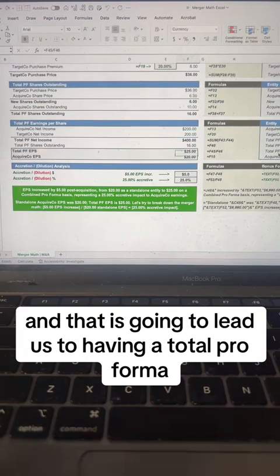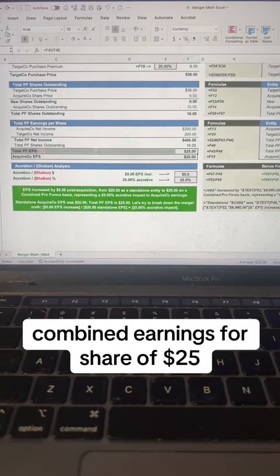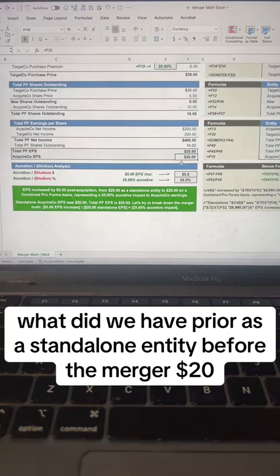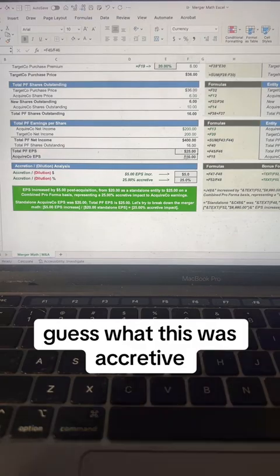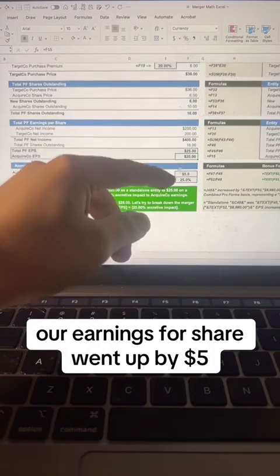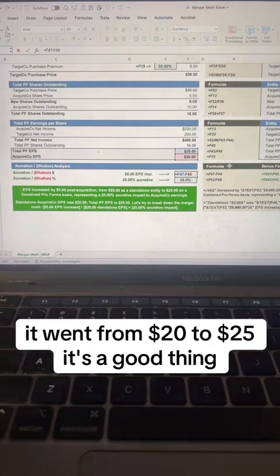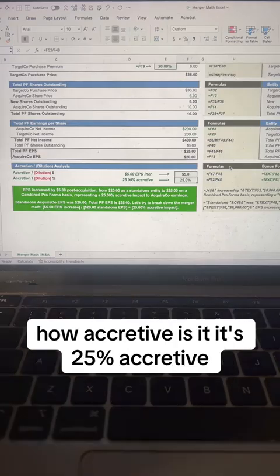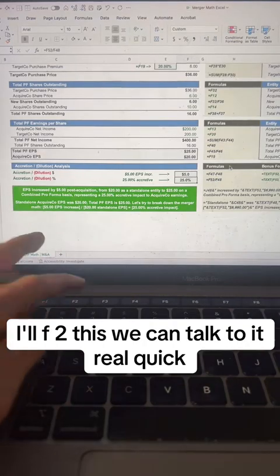And that is going to lead us to having a total pro forma combined earnings per share of $25. What did we have prior as a standalone entity before the merger? $20. Guess what? This was accretive. Our earnings per share went up by $5. It went from $20 to $25. That's a good thing. And the question asks us specifically on a percentage basis, how accretive is it? It's 25% accretive. I'll F2 this.